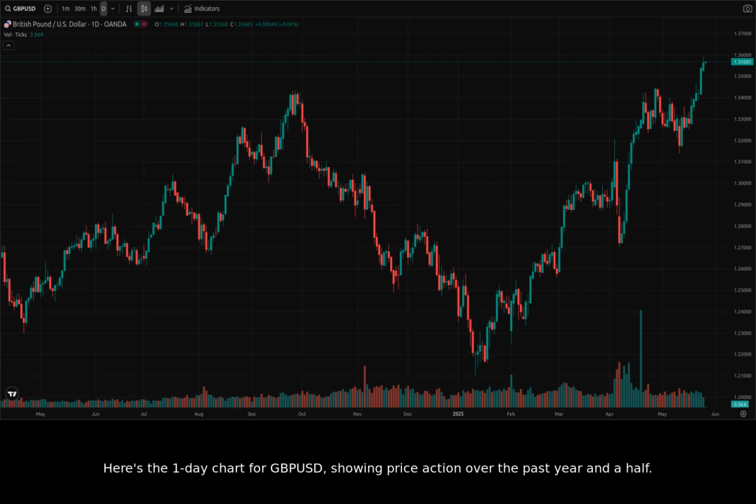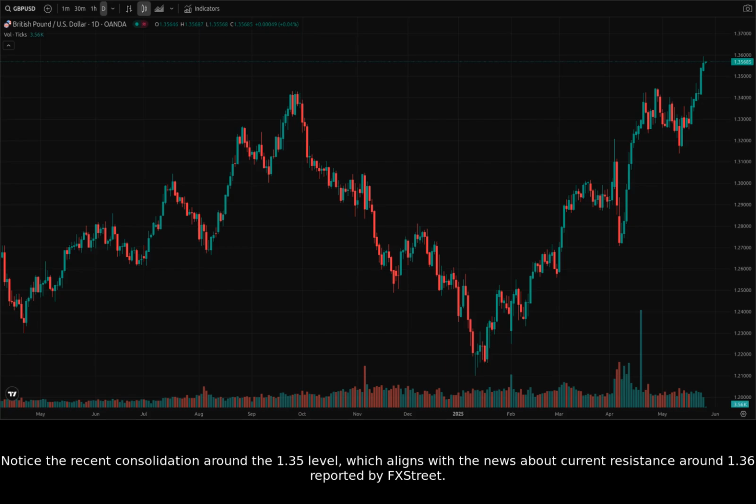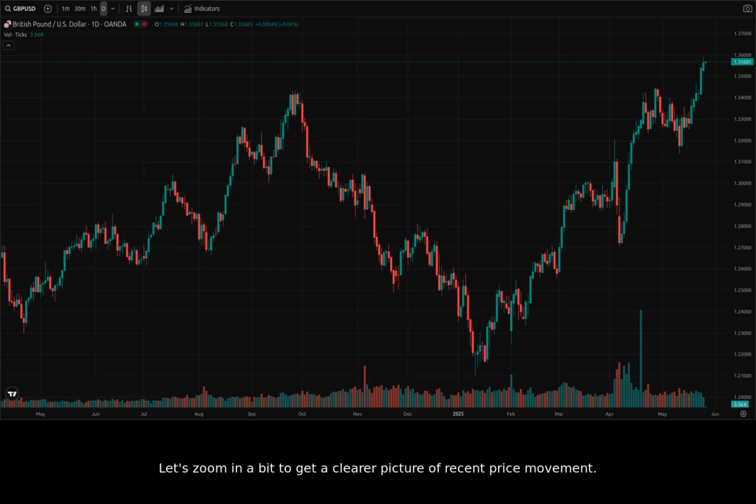Here's the one-day chart for GBPUSD, showing price action over the past year and a half. We see a clear upward trend, but there have also been significant pullbacks. Notice the recent consolidation around the 1.35 level, which aligns with the news about current resistance around 1.36 reported by FX Street. Let's zoom in a bit to get a clearer picture of recent price movement.